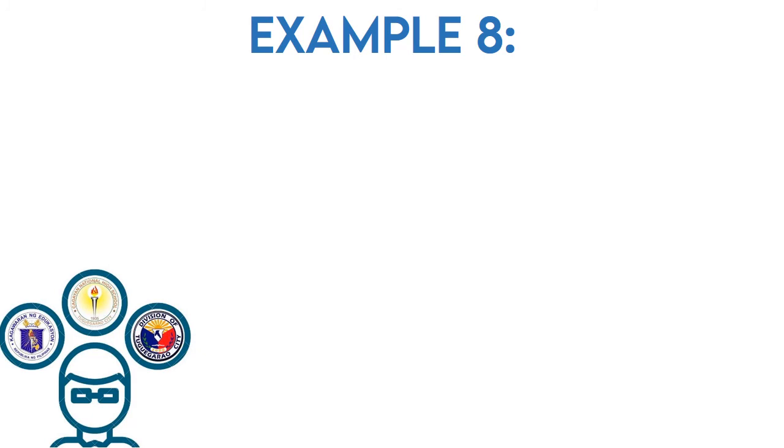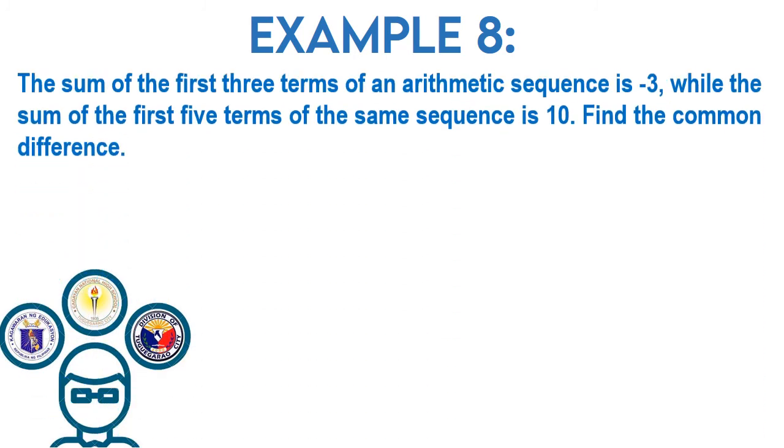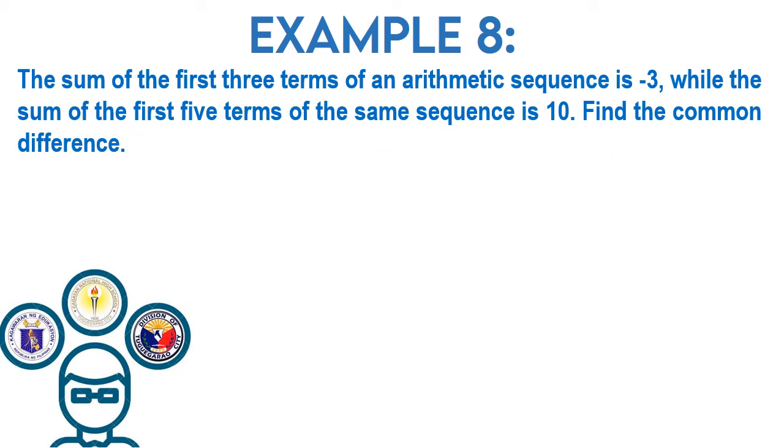Let us try our last example. The sum of the first 3 terms of an arithmetic sequence is negative 3, while the sum of the first 5 terms of the same sequence is 10. Find the common difference. From the given, we know that the sum of the first 3 terms is negative 3, the sum of the first 5 terms is 10, and that we are looking for the common difference.